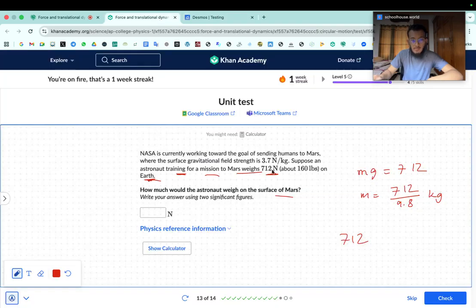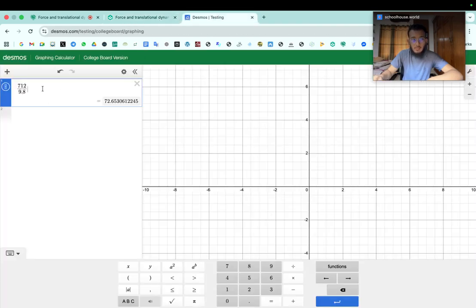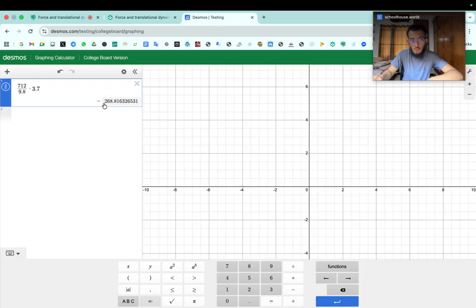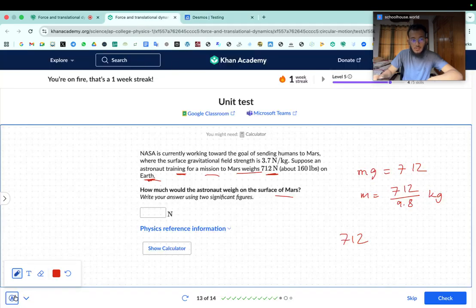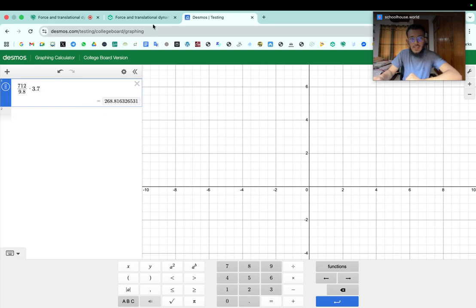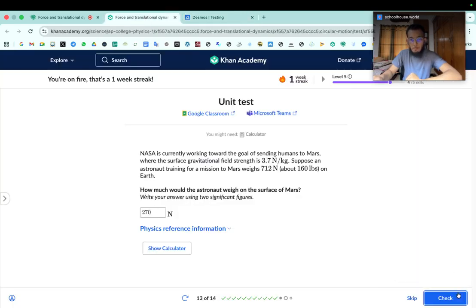And this times 3.7 Newton per kg. They have asked us to give the answer in two significant figures. So this is 270 Newton, because it is 268, so 270 Newton.